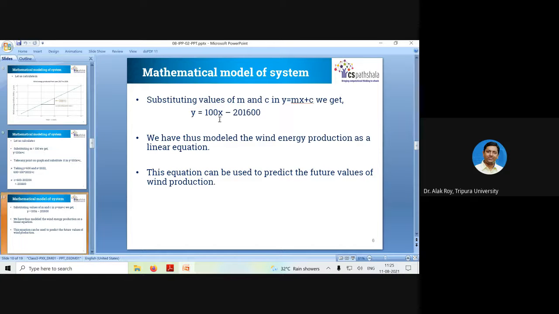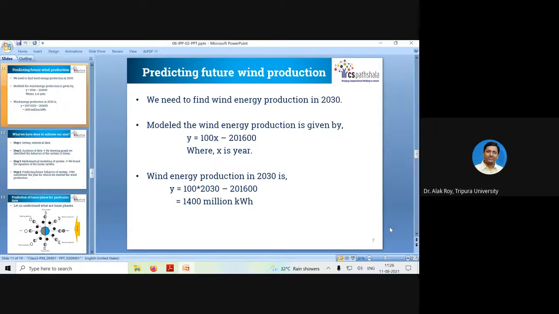Next time you can use the c value for the equation y equal to mx plus c. So you have m value 100. For position x, you put x and you have the c value. So easily you can predict y depending upon x. So we have thus modeled the wind energy production as a linear equation. This equation can be used to predict the future value of wind production. In this way, many more examples can be shown to them to find predictions of future values.